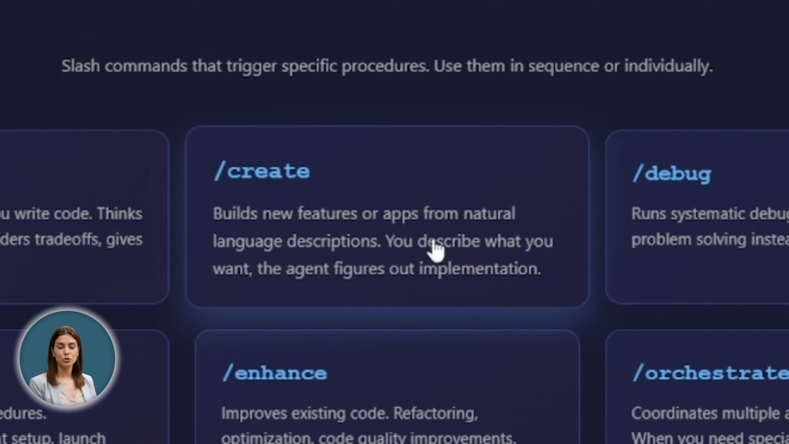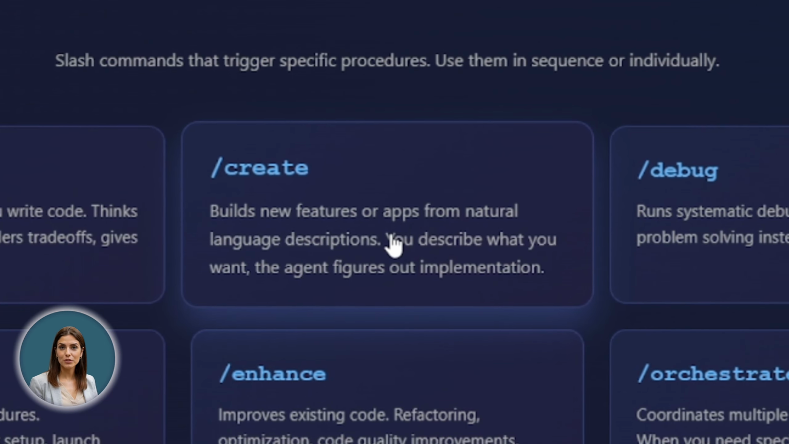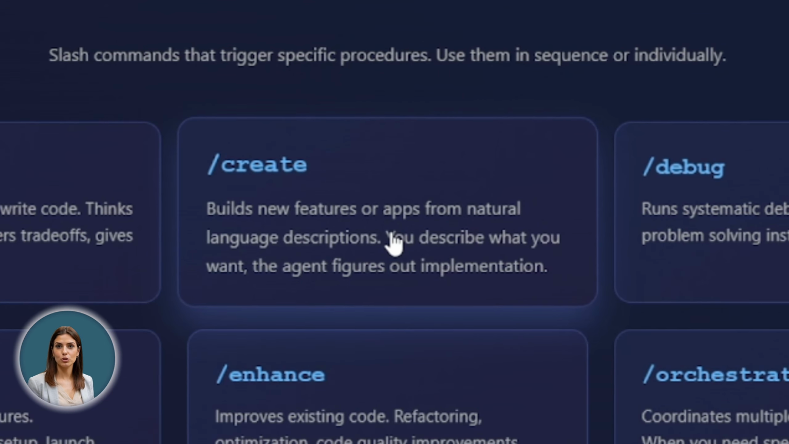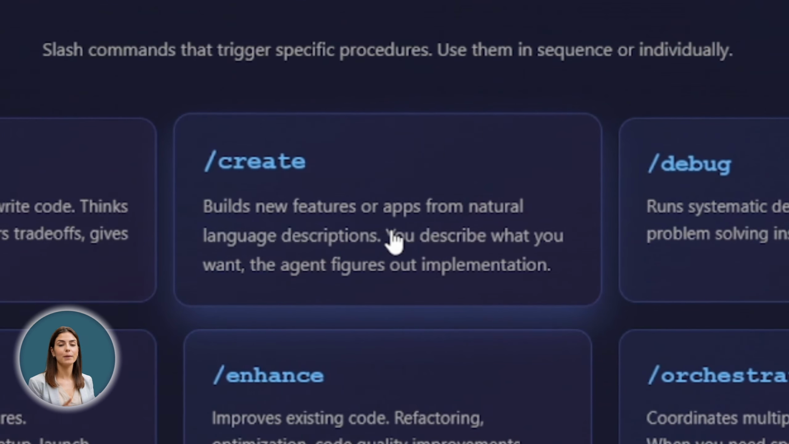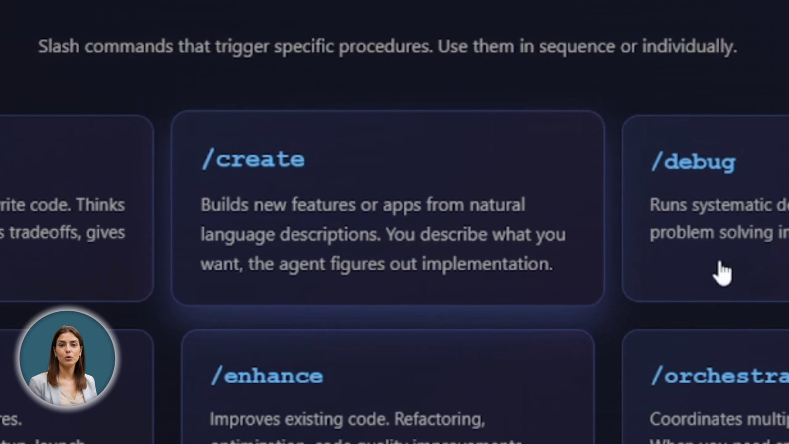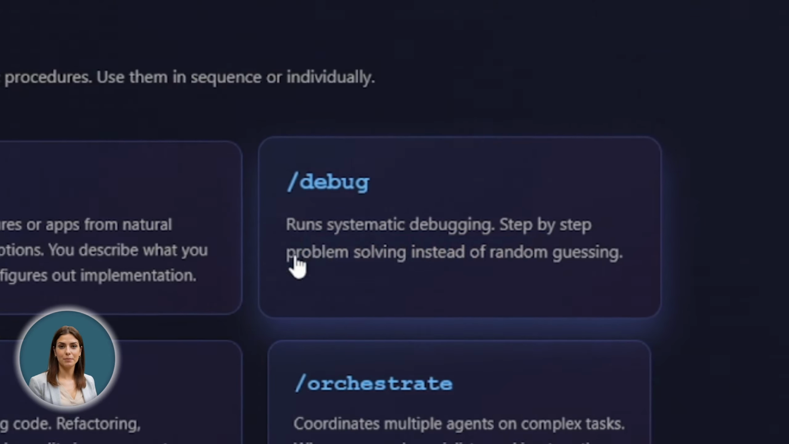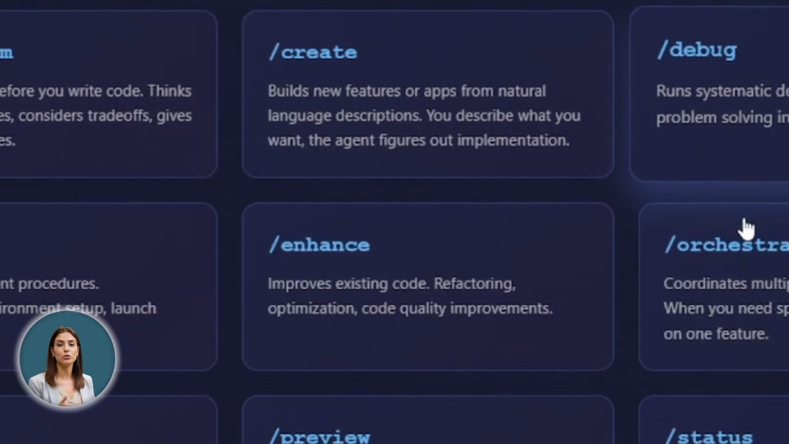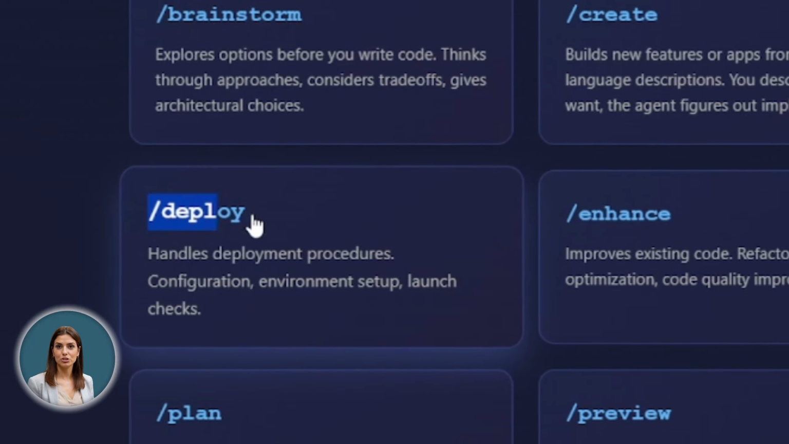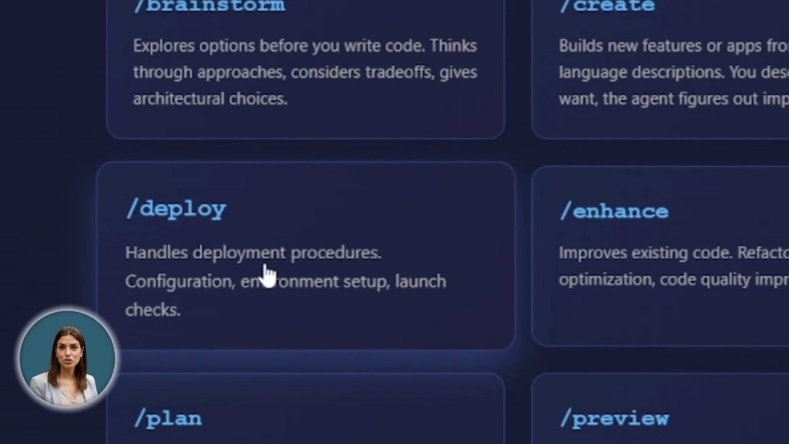Slash create builds new features or apps from natural language descriptions. You describe what you want, the agent figures out implementation. Slash debug runs systematic debugging, step-by-step problem solving instead of random guessing. Slash deploy handles deployment procedures, configuration, environment setup, launch checks.